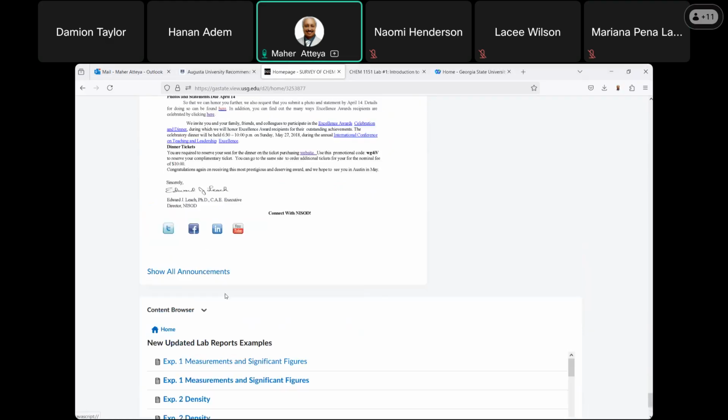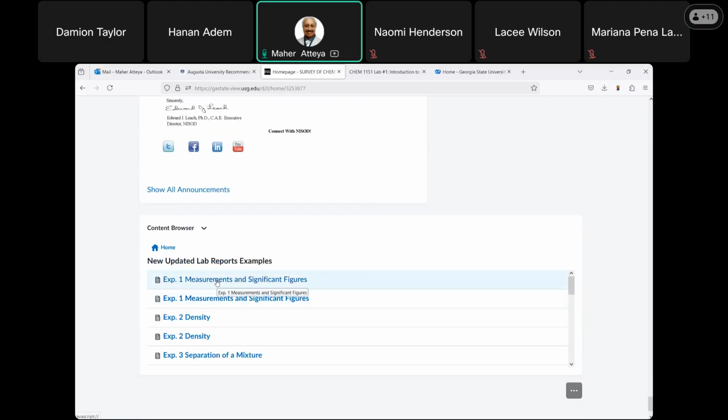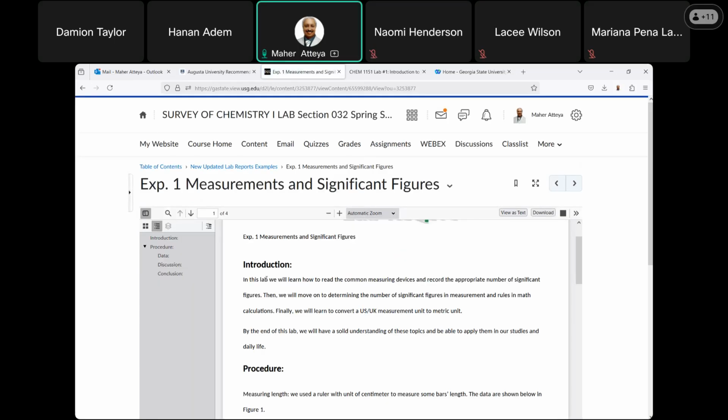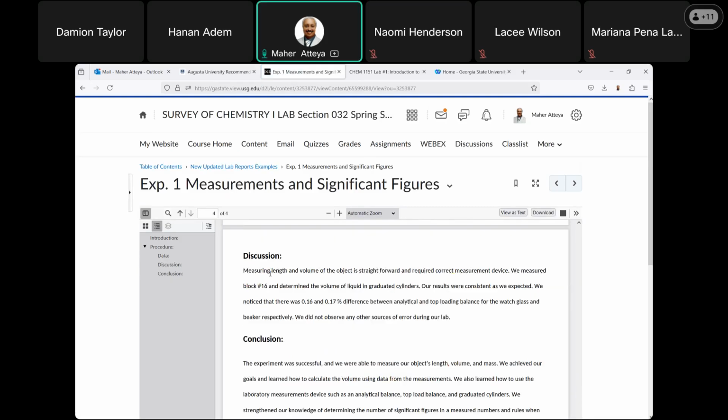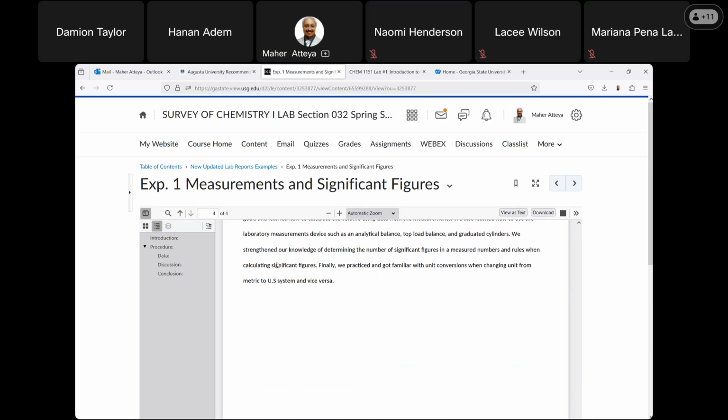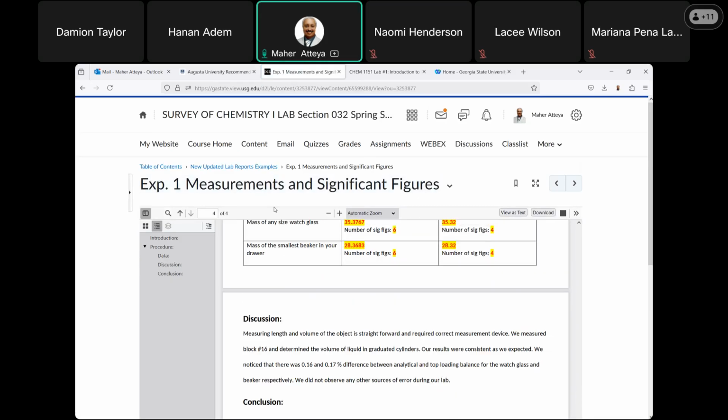Then you go here to the first one. Some of them are in doc, some of them in PDF. Please use the doc one. Don't use the PDF. Download it, it will tell you. So you have two files, one in Word, one in PDF.